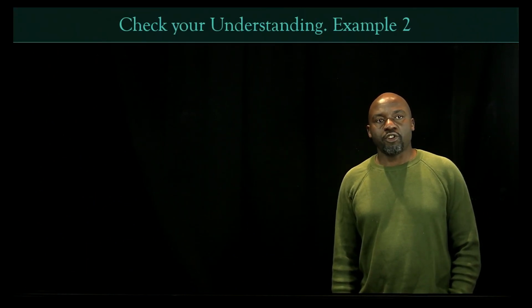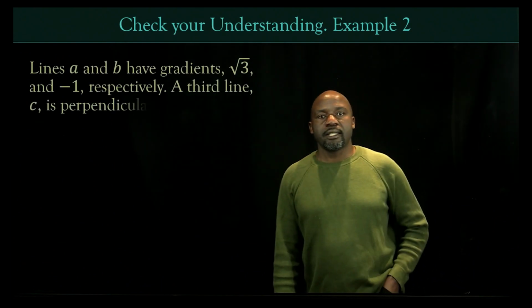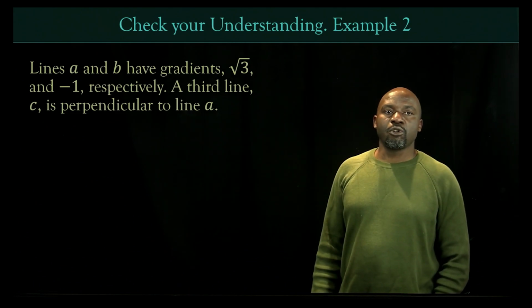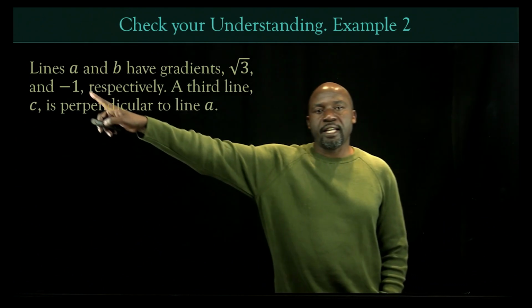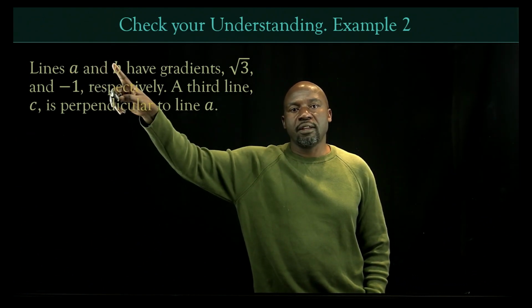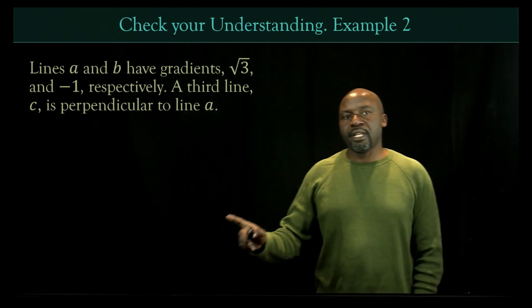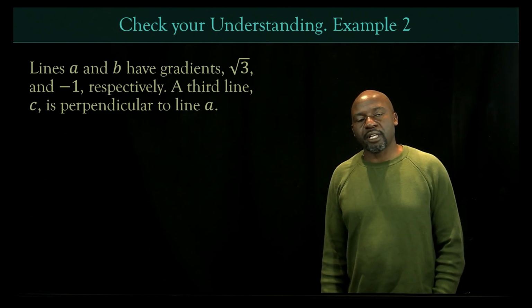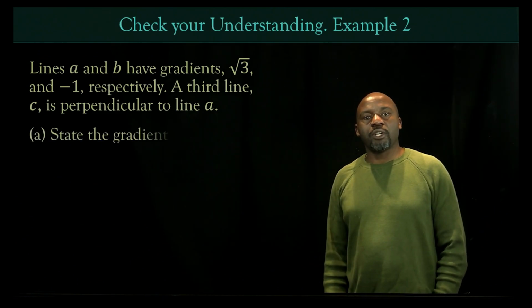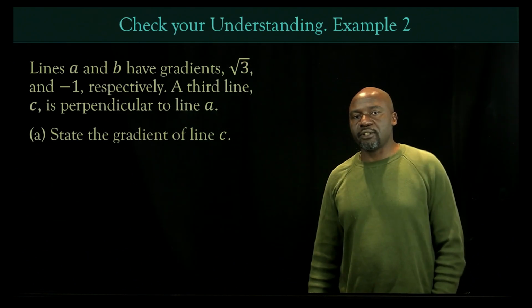Let's look at, I think there's a last one. Check your understanding with example number 2. Two lines A and B have gradients of √3 and -1 respectively, which is to say the gradient of line A is √3 and the gradient of line B is -1. A third line C is perpendicular to line A. The question is to state the gradient of line C. If it is perpendicular to this line, what is its gradient?